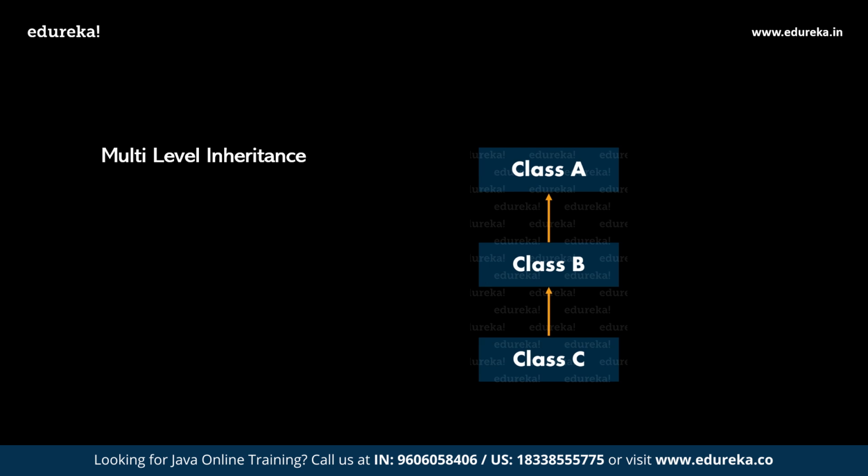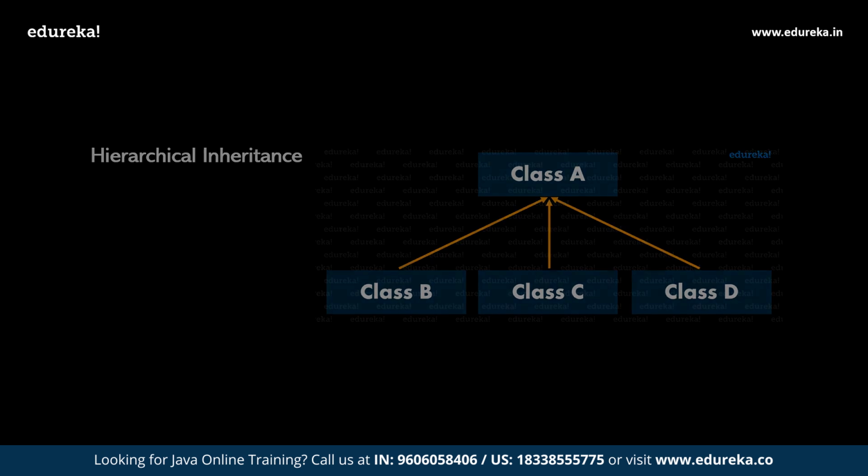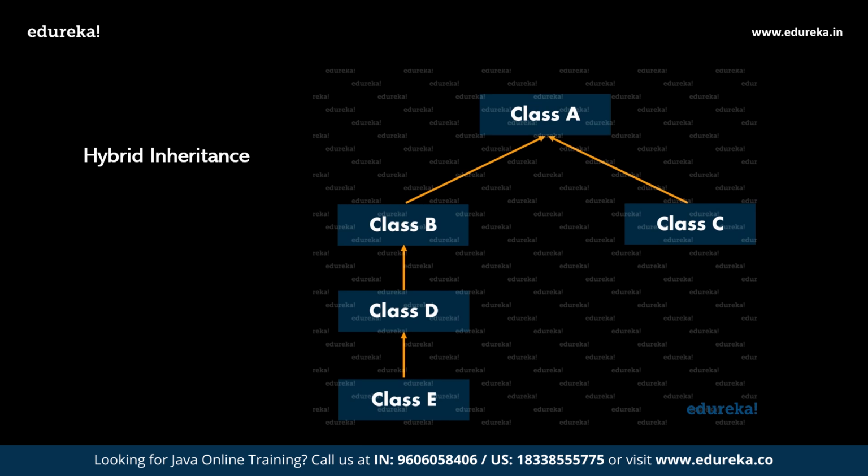Followed by multi-level inheritance, we have hierarchical inheritance. Here, we have the parent class as class A, and to the parent class A, we have class B, class C, and class D as the child classes. All these three child classes are inheriting the properties and behavior of the parent class A. Followed by hierarchical inheritance, we have hybrid inheritance. Here, we have multiple types of inheritances.